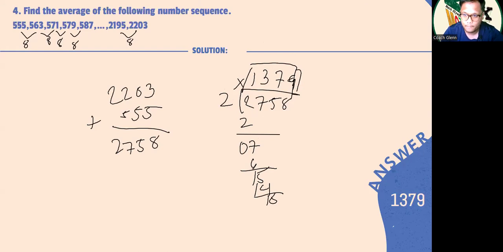Yes, I have a question. Okay, what's your question? I don't understand why you divide 2,758 by 2. When you're getting the average of an arithmetic series, the general formula is first plus last over 2. That's your general formula for the average of an arithmetic series. Oh, thank you, I understand now.